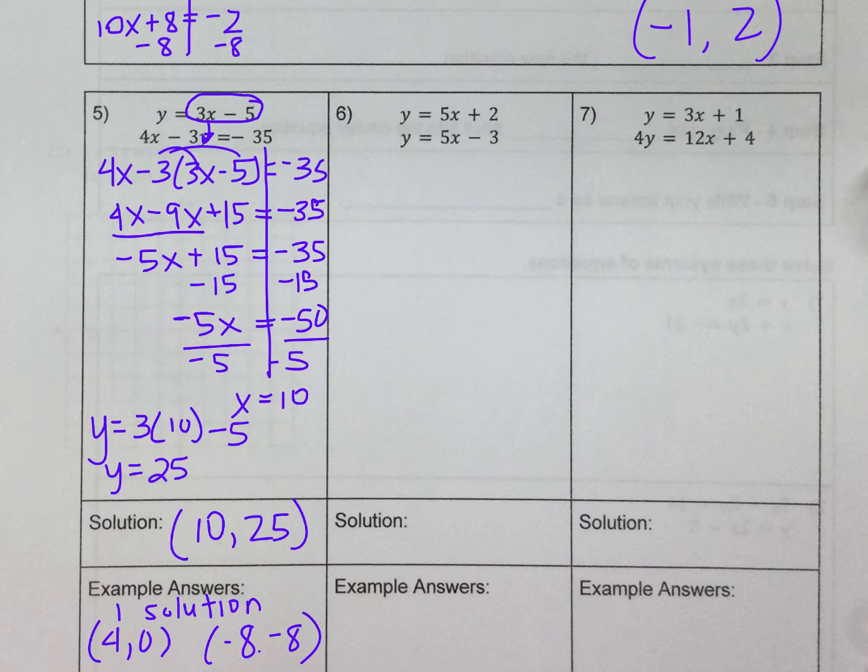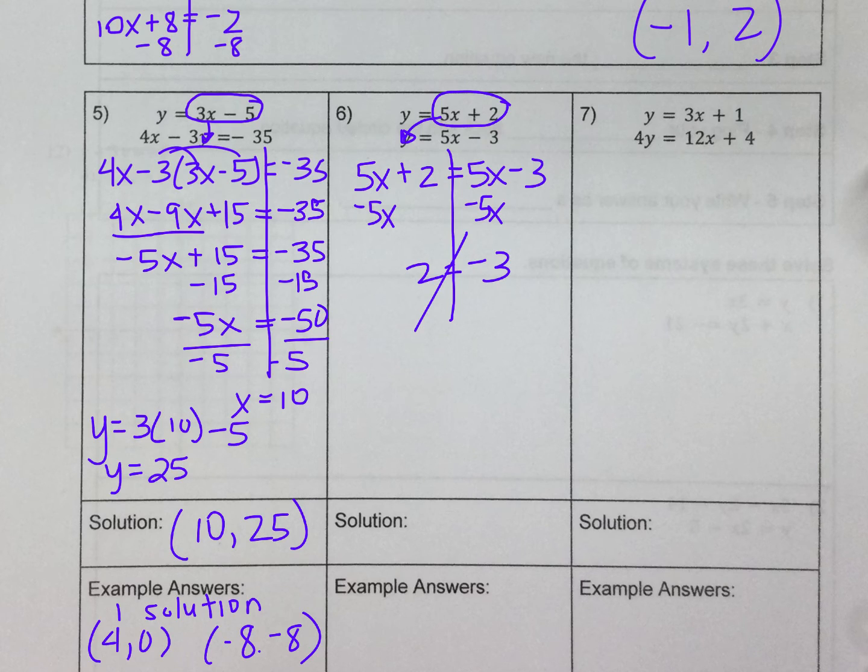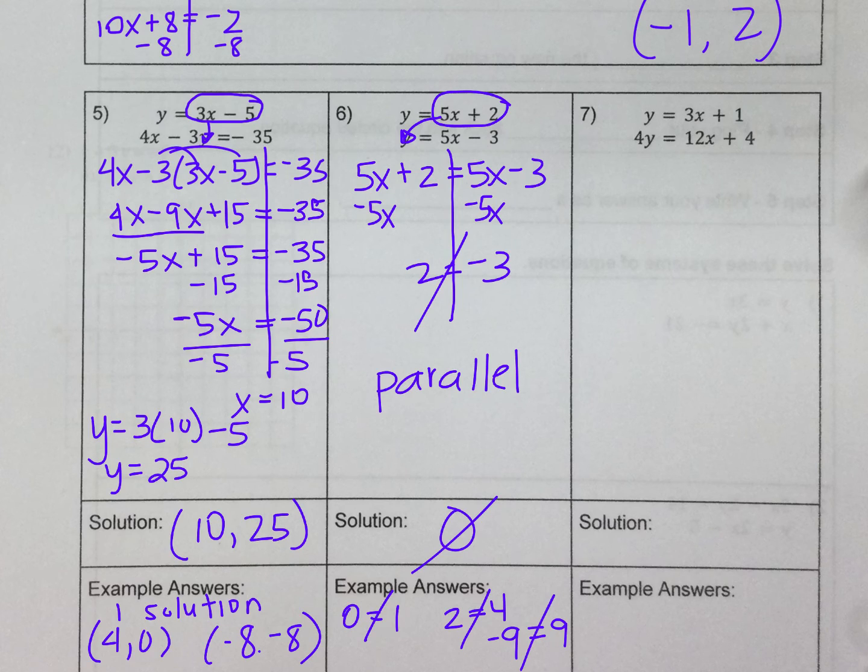The next one, I'm going to circle this and put them right here. So my equation is 5x plus 2 equals 5x minus 3. I'm going to subtract my 5x. I end up with 2 equals negative 3. That is not true. That means these lines are parallel and there are no solutions. They never cross. So anytime you get a wackadoodle answer, 0 equals 1, 2 equals 4, negative 9 equals 9, anytime it's not true, we have no solution.